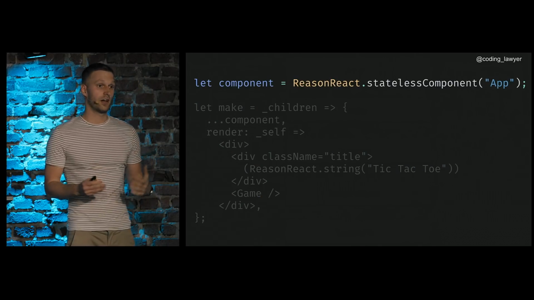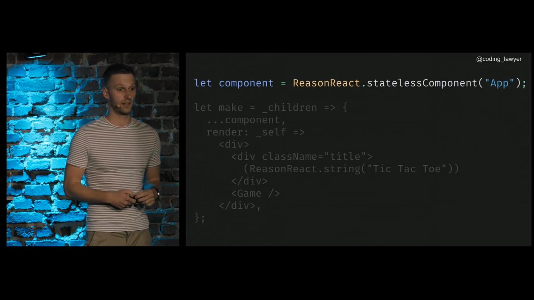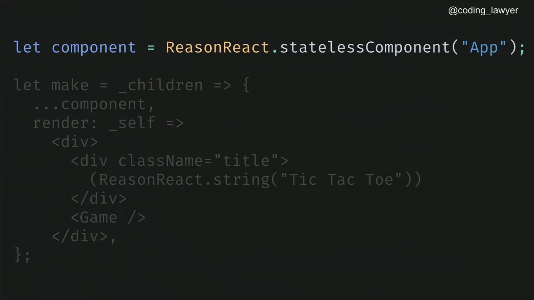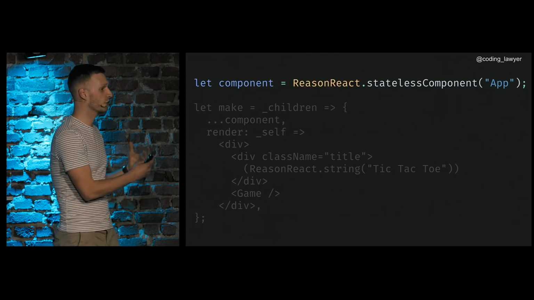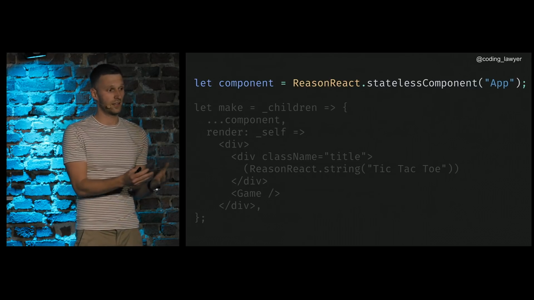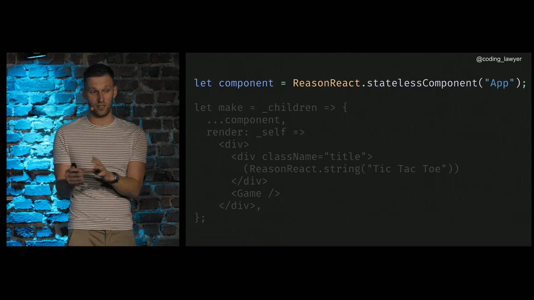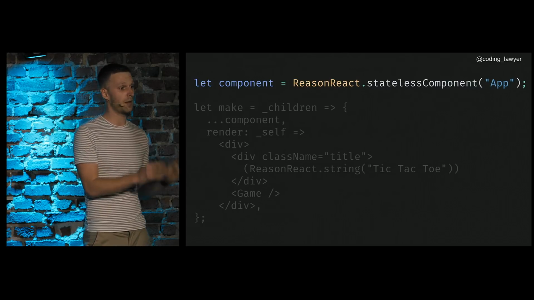The first step is to define our component. And we do that by calling ReasonReact.statelessComponent and passing the name of the component. As you can see, we are explicit. We are saying this will be a stateless component, and it's called app. And this component is not a class, and it's not a function. It's called a record. And a record is Reason's data structure, and it's similar to a JavaScript object.